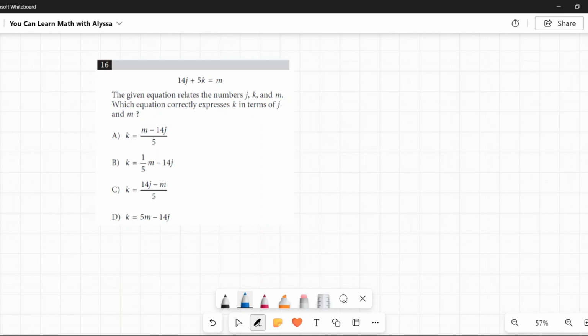Anytime you see this, expressing a variable in terms of the other variable, it's very posh and very fancy, isn't it? All they're wanting you to do is not to solve. You're not going to get a number, like a solution for this variable, in this case, k. You're not going to find out that k equals 5 or something like that. No. They want you to have k equals, and they want everything else moved over onto the other side.